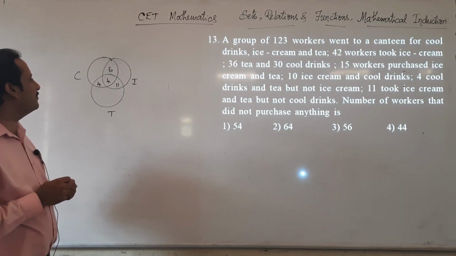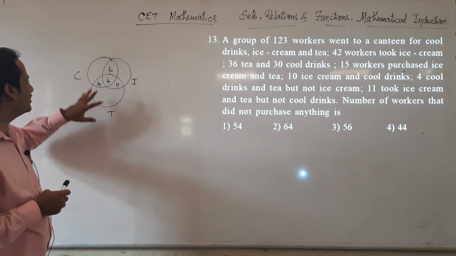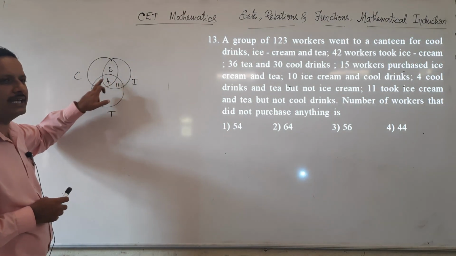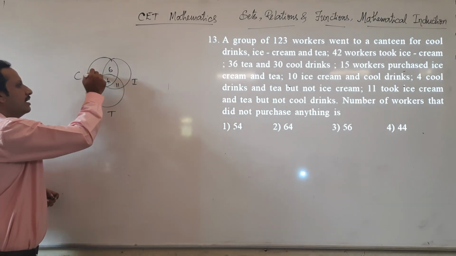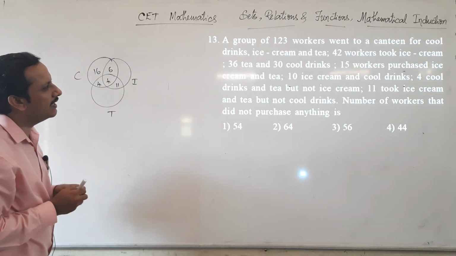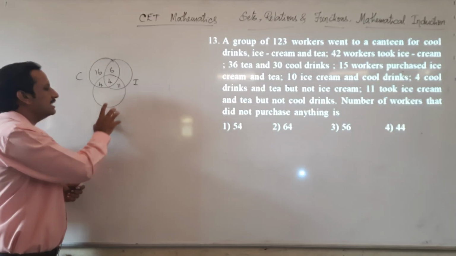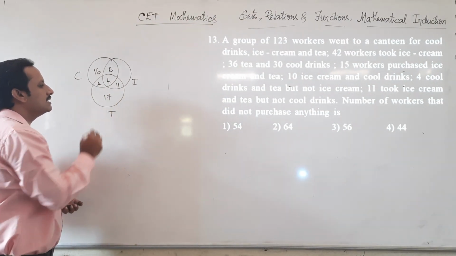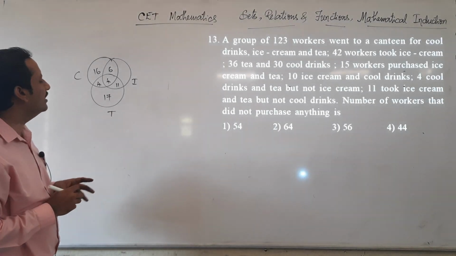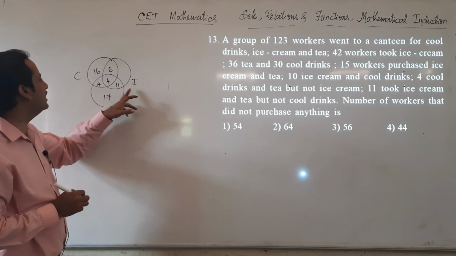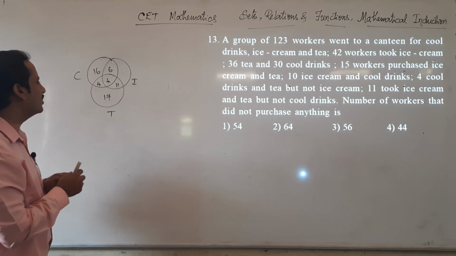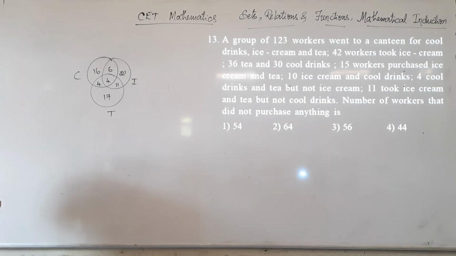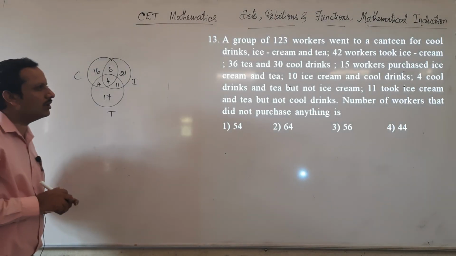Then what? 30 purchased cold drinks. This total should be 30. 6 plus 4, 10 plus 14 here. Remaining are 16. Then 36 is tea. Here 15 plus 4, 19. So here 17. And then ice cream, how many? 42. So 10 plus 11, 21. Remaining are 21. Okay. So total 123 were there.